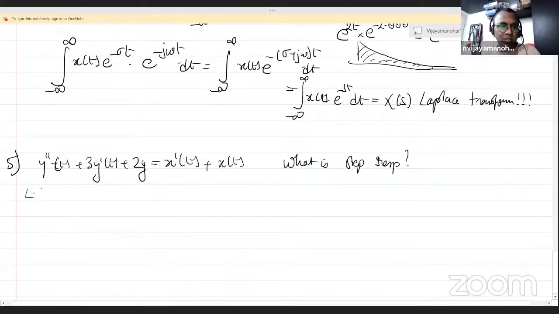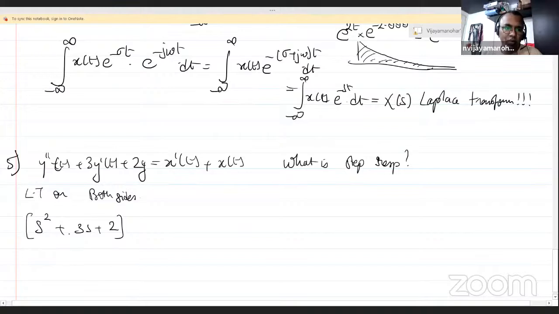So let me take the Laplace transform on both sides. Because this is a differential equation which is describing the transfer function of the system, clearly I can assume the initial conditions to be 0, because nothing is told in the problem. That is a fair enough assumption here. So s square plus 3s plus 2 times y of s will be s plus 1 times x of s.